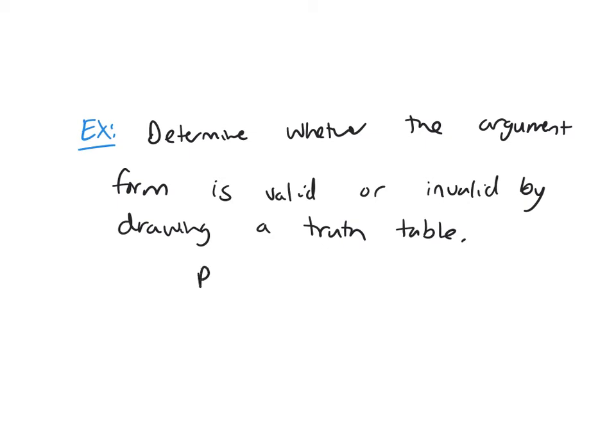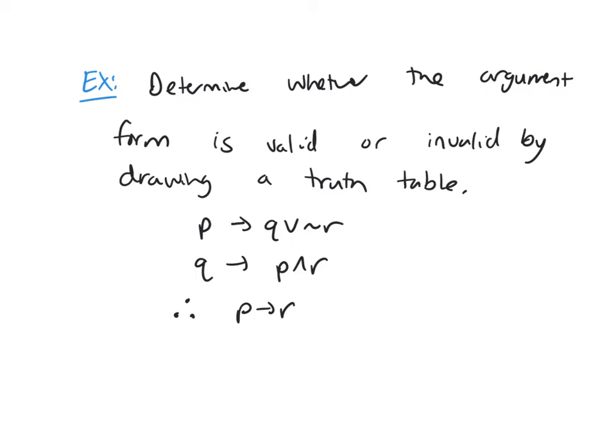So the argument is going to be: if P, then Q or not R. If Q, then P and R. Therefore, if P, then R. So this is my argument form. Remember, we start by identifying these first two. These are our premises. This last one is the conclusion.